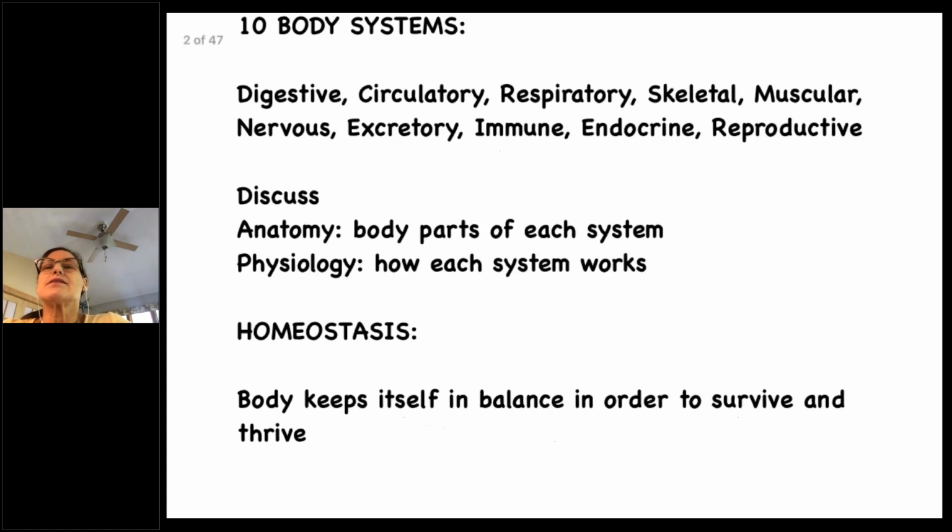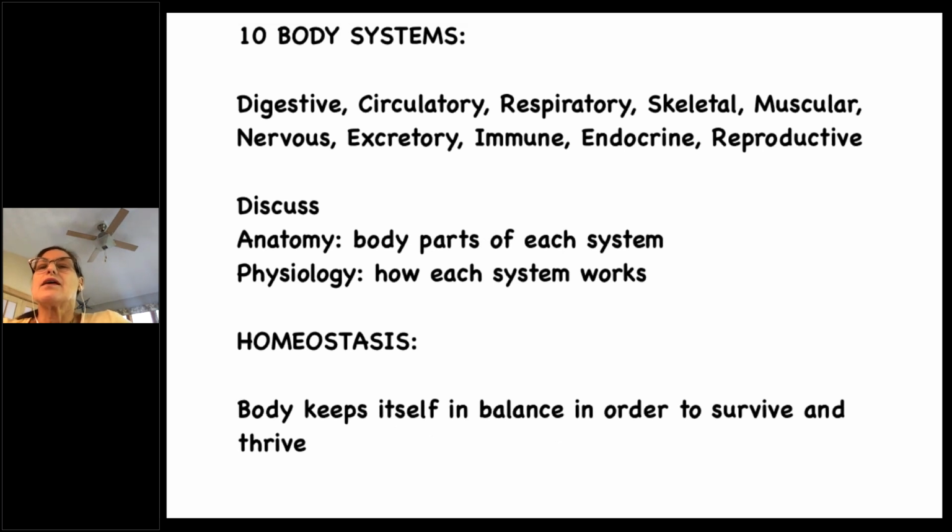And the body is made up of 10 systems, and they're all listed there. You're probably familiar with some of them: the digestive system, circulatory system, the blood and the veins, respiratory, skeletal, muscular, nervous, the excretory system, the immune system, which was a real mystery to me until I put this report together. I learned a lot about that. The endocrine and the reproductive. Now we're going to talk about anatomy, which is the parts of each system, and then physiology, how they actually work.